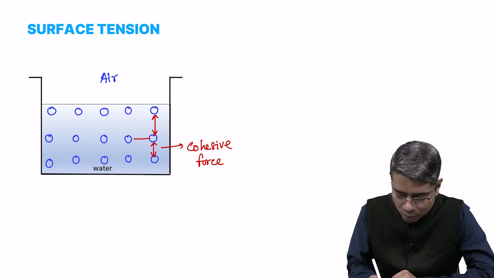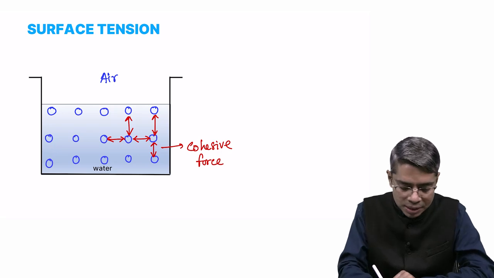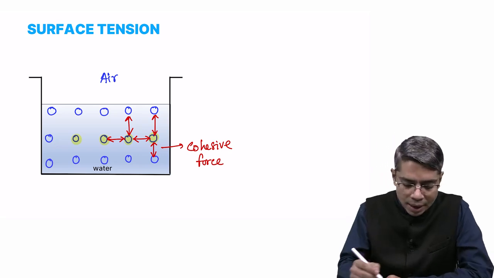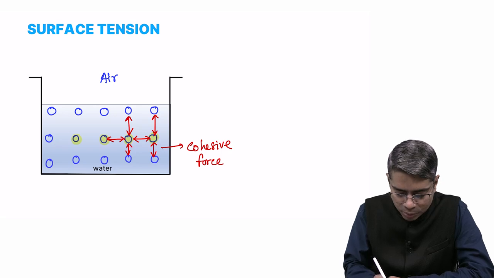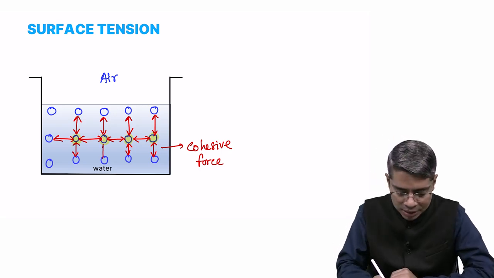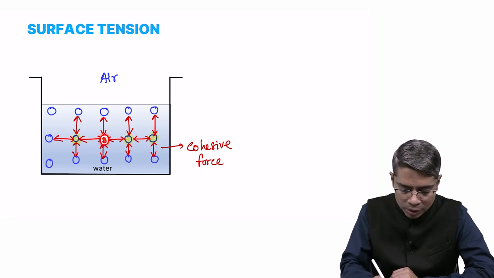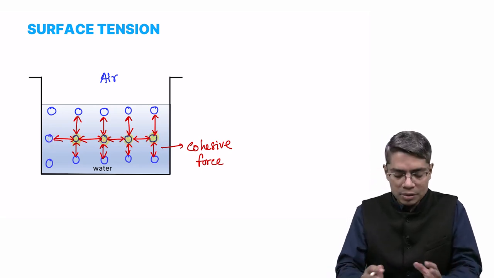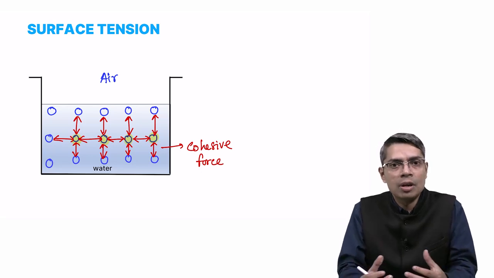If you look at this water, you will understand that the water molecules present at the deeper layer, like this water molecule, this one and this one, are attracted by this cohesive force from all directions. Look at this: the water molecule which I have highlighted in yellow is getting this cohesive interaction from all directions. That means the net force on this water molecule at the deeper layer is neutral. There is no net force, because it is pulled by the cohesive force from all directions.